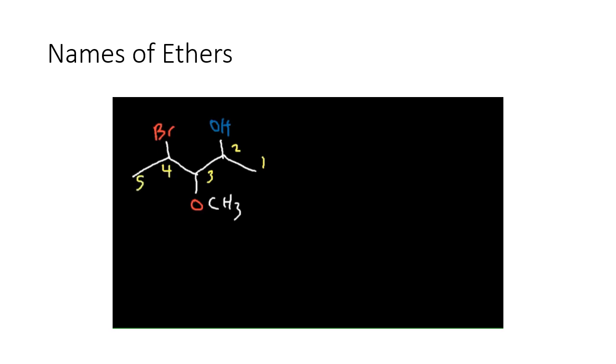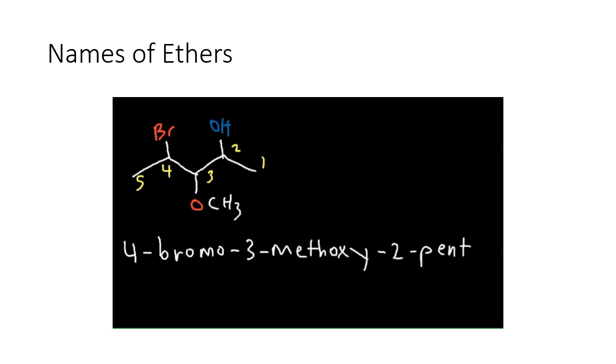So we're going to count it from right to left. Now we have a bromo group on 4 and a methoxy group on 3. So Br is going to be written first because it has the lower alphabet. So it's 4-bromo dash 3 dash methoxy instead of ethoxy because the ether has a methyl group. And then dash 2, we have a 5-carbon chain, so instead of saying pentane, it's going to be pentanol. The OH is on carbon 2. So that's it, 4-bromo, 3-methoxy, 2-pentanol.